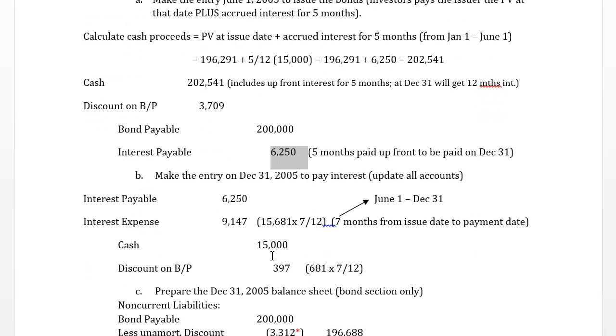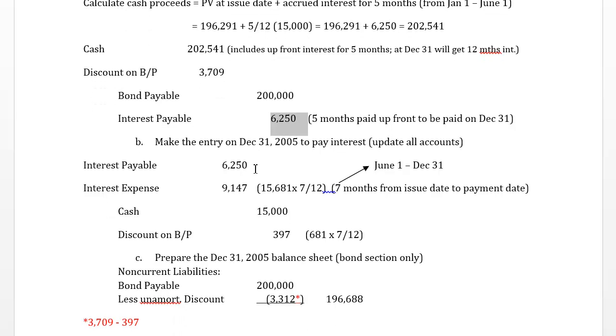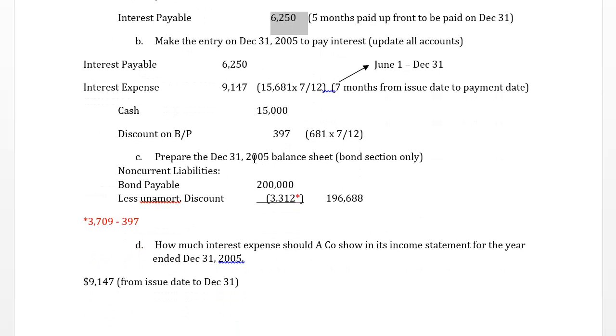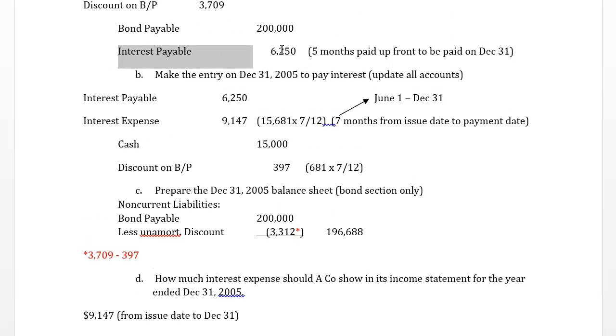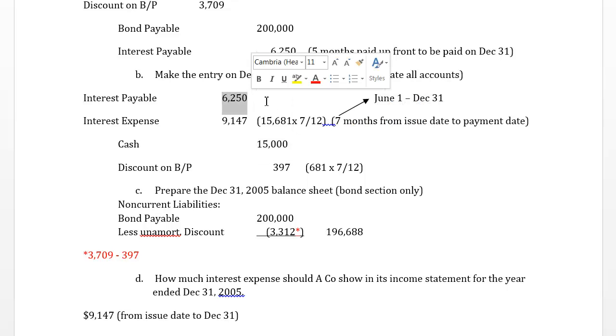So here's my entry on December 31st. If you go up here a bit, you'll see that now I'm reducing my interest payable. Why? Because I'm paying these guys $15,000. And this $62.50 is part of it. That's the amount that they gave me up front for the right to receive a full 12 months, right? So they get the full 12 months payment, so that's a credit by the issuer to their cash account to pay the investor. I'm going to debit the interest payable because once I pay the interest, I no longer have any interest sitting in a liability, right?